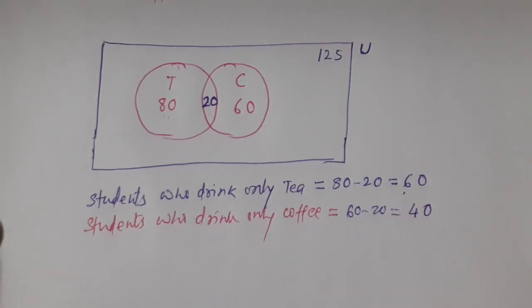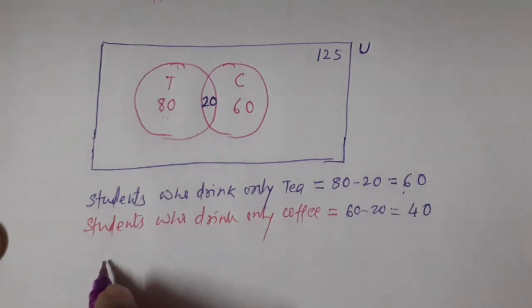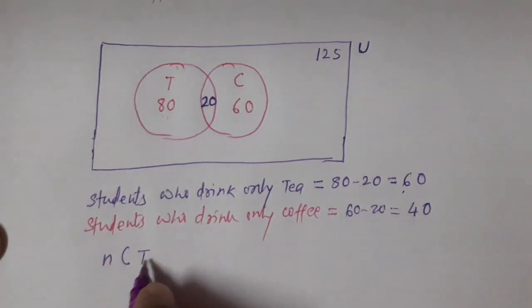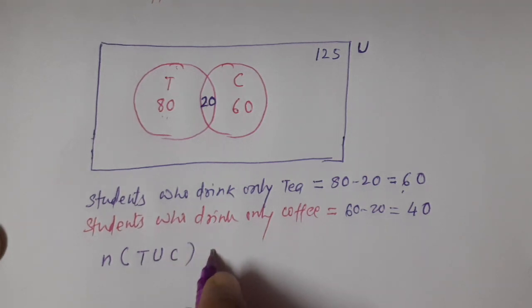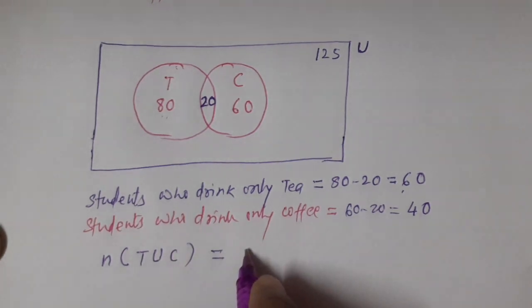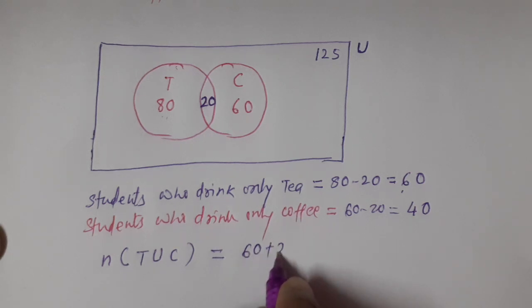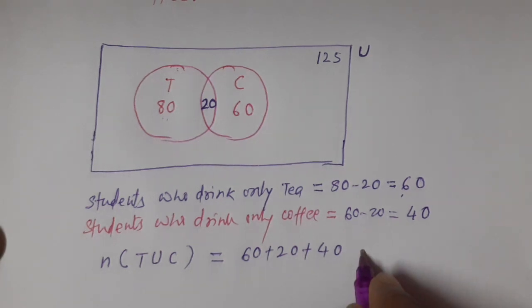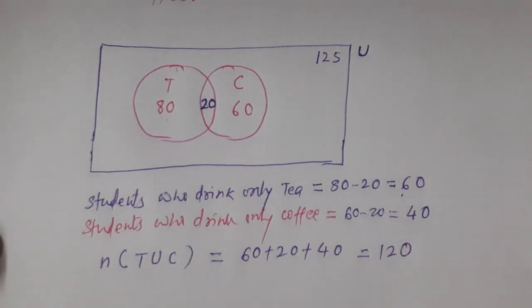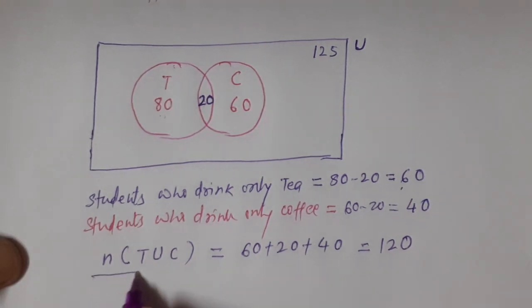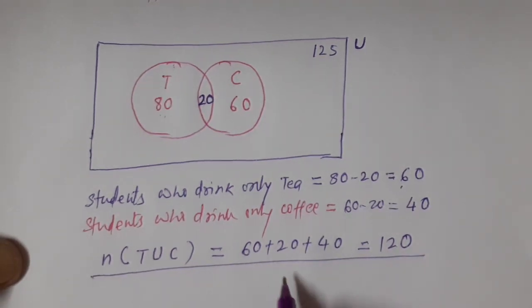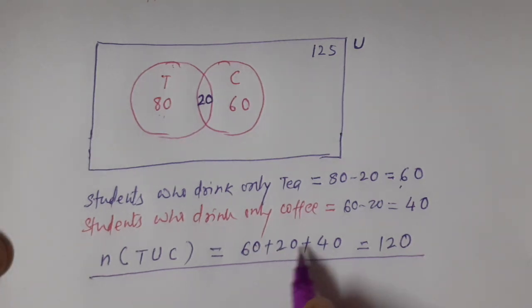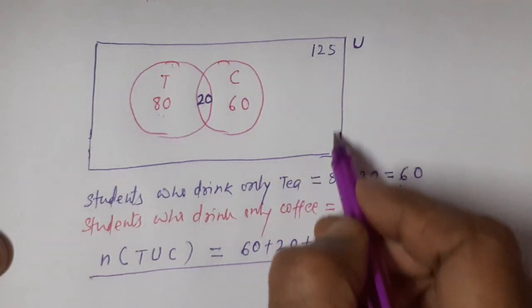So when you find the number of students in T union C, I can calculate that T union C as 60 plus 20 plus 40. So 60 plus 20 plus 40 comes out to be 120. These are the students that we have calculated, the union of students that are 60, 20 and 40. But you know what this universal set comprises of?